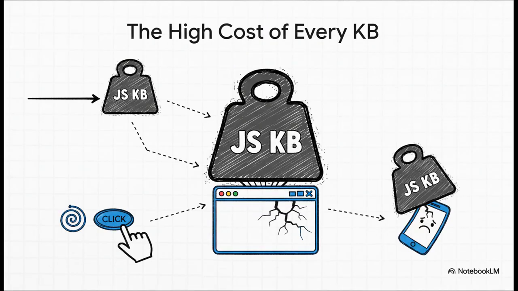You see, every single kilobyte of JavaScript you ship has a real, tangible cost. It's not just a number. It actively blocks the browser's main thread, which means your users can't click on anything or interact with the page. This totally crushes performance on cheaper phones and honestly makes for a sluggish experience for everyone. So shrinking that bundle, it's probably one of the biggest wins you can get.